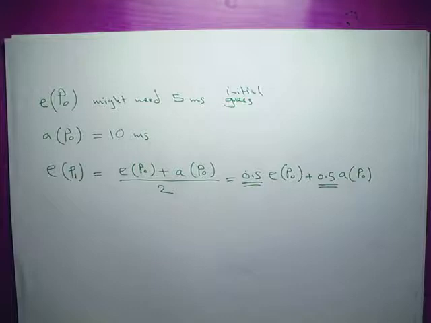So now look at the expectation. At the very first, our expectation was 5, while the actual was 10. So the difference is 5, right? And then on the next guess, we moved halfway, because now the expectation is 7.5, right?